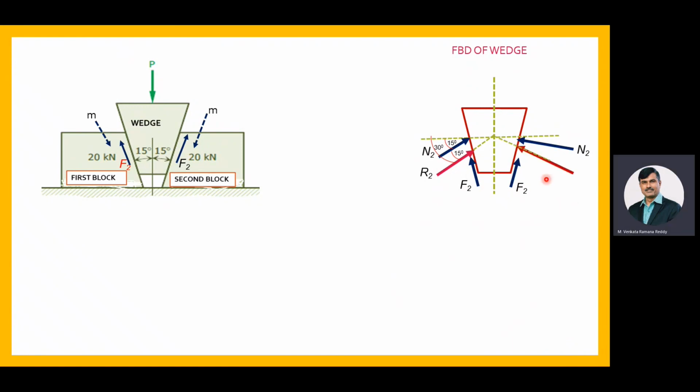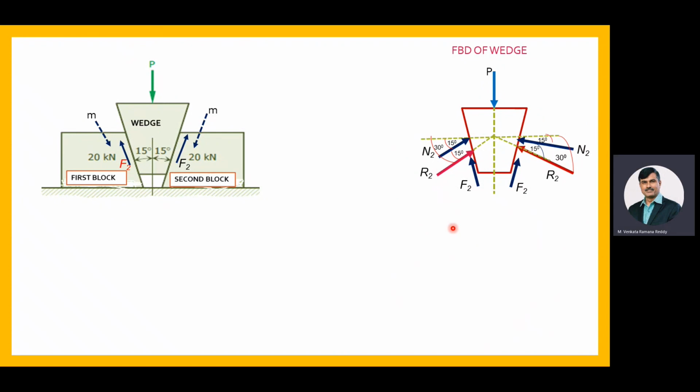Then the angle of friction is 15 degrees, which is in between N2 as well as R2, and 15 degrees is the wedge angle. This is the angle of friction, and 15 degrees is the inclination of the wedge. Then the resultant force R2's inclination with the horizontal is equal to the angle of friction plus the angle of the wedge, which is equal to 15 plus 15, which is equal to 30 degrees. Drawing reactive forces exerting on the wedge is completed. Now we draw the active force. Here the active force is P.